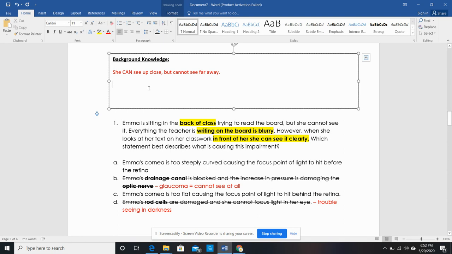Now, when I think back to the reading, there were 2 types of impairment that had to do with the shape of the cornea. What were they? If you said nearsighted and farsighted impairment, you are correct. Now I need to remember the difference between the 2. What does it mean to be nearsighted?